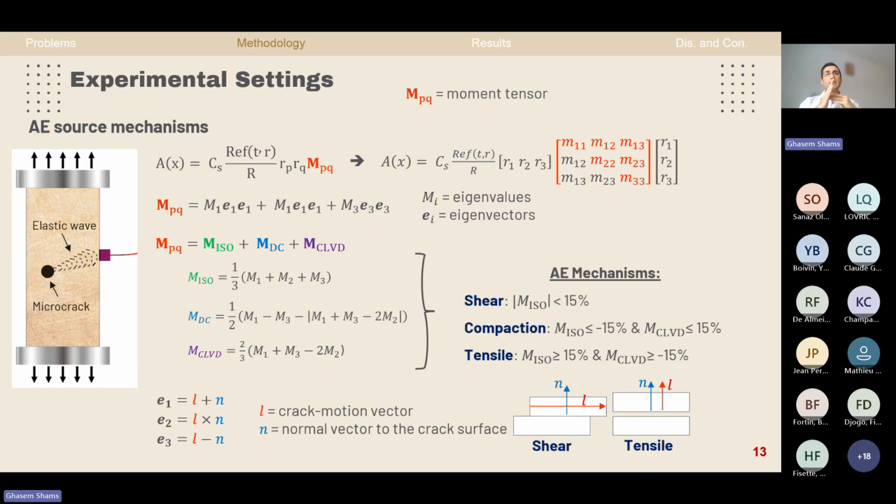specimen. When these sensors detect a signal or a microcrack at 6 sensors, using the first motion amplitude and the arrival time of the p-wave, we can determine these parameters based on MESO, MDC, MCLVD that I'm not talking about them, but using these and this criterion, we can determine if the crack that has happened inside the model is a shear crack, is a compaction crack, is a tensile crack. Therefore, we use moment tensor inversion to determine the type of microcrack inside the specimen.